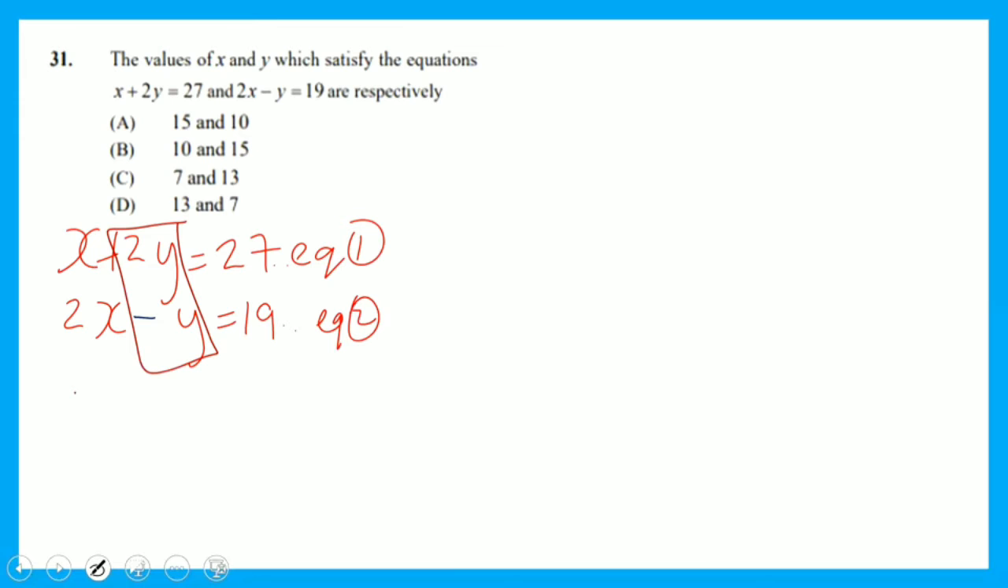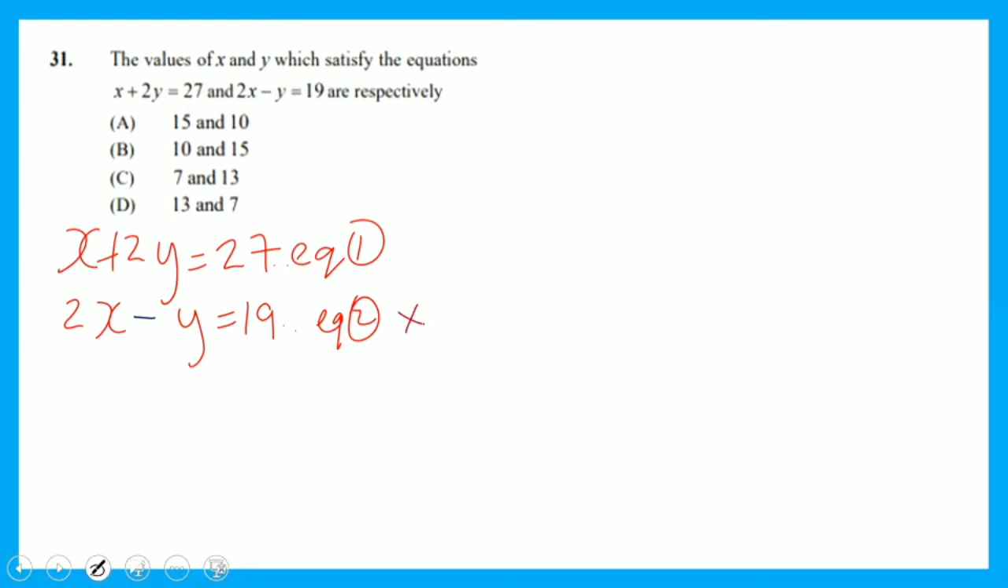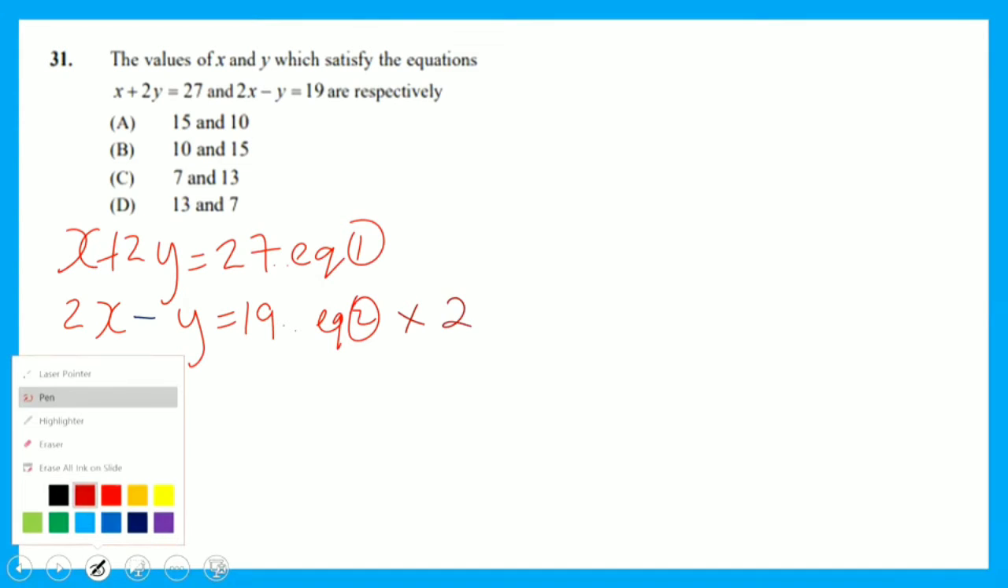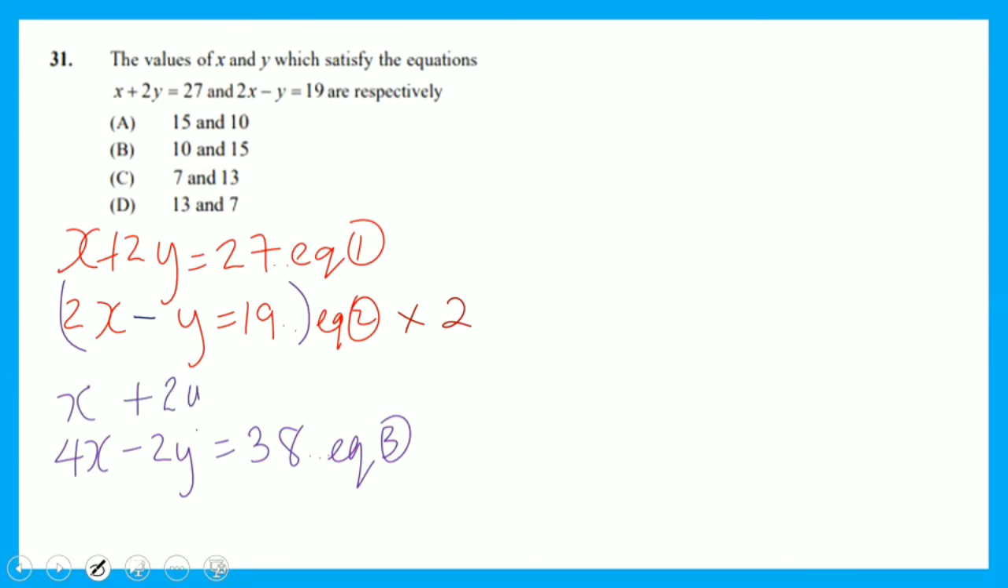And of course, you can't do that to only one term in the equation, so you'll have to do it to every term in equation 2. So we're multiplying by 2. Multiplying this entire equation by 2, we now have 4x minus 2y equals 38. And let's just rename that equation. This new one will now be equation 3. And we're going to go ahead and solve that while using equation 1, the original equation that we did not change.